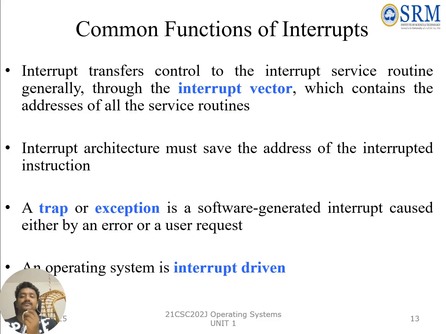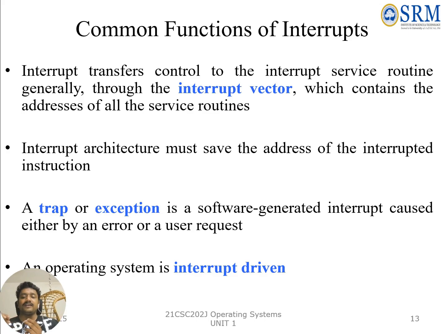Interrupts will transfer the control to the interrupt service routine. What is the service routine about? There will be a particular interrupt vector that will contain the addresses of all the service routines. It will push the particular data into the service routine one by one, and it will be addressed in various fashions: first come first serve, last in first out, or some other fashions. Through this, we are able to avoid this particular interrupt.